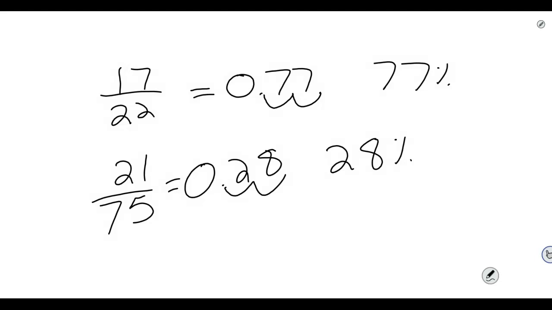If there was a test with 75 questions, and you get 21 of them right, is that going to be a good score? No. Is this percent a good score on a test? No. Is it below a 50%? Yes. 50% is as well. Okay? Questions? Comments? Concerns about this?